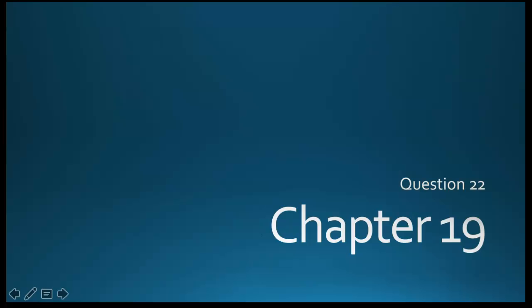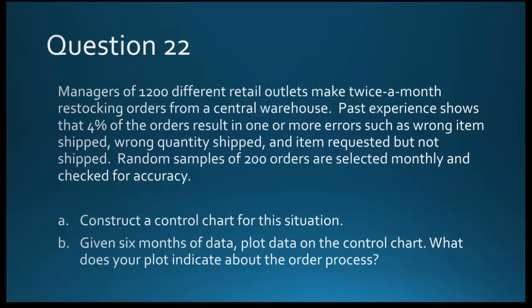Let's take a look at question 22 from chapter 19. So the question says, managers of 1,200 different retail outlets make twice a month restocking orders from a central warehouse. Past experience shows that 4% of the orders result in one or more errors, such as the wrong item being shipped, the wrong quantity being shipped, or the item being requested but never shipped. So random samples of 200 orders are selected monthly and checked for accuracy.